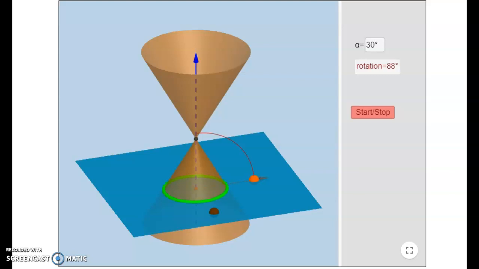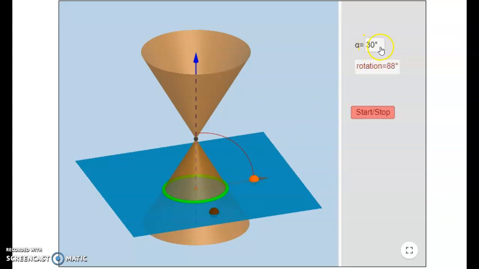Hello, this is going to be a hopefully quick video explaining where each of the conic sections comes from. The graphic I'm going to use is a GeoGebra applet available if you search the web. I did not create it myself, but it is useful for helping this out.